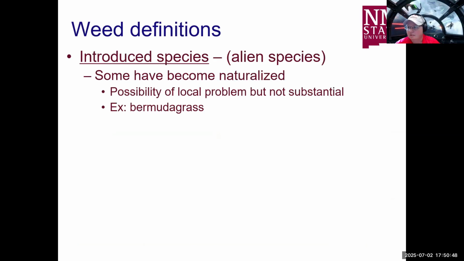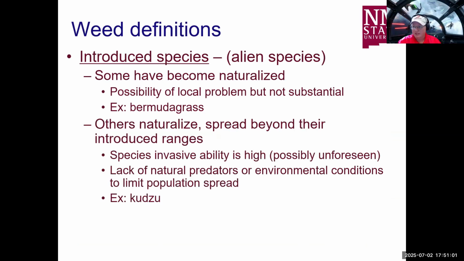An introduced species is also considered to be an alien species, and some have become naturalized over the course of being introduced and acclimating to our climate. They may actually become invasive beyond where they were originally placed or introduced on purpose. Maybe they didn't have climate barriers or natural predators to keep that population in check, and therefore they escaped where they were introduced, and that's how they have become invasive species.